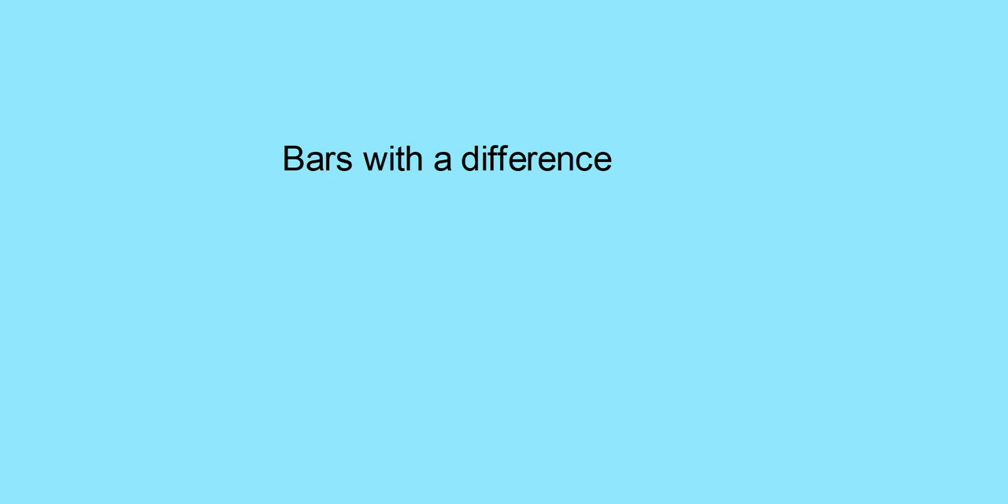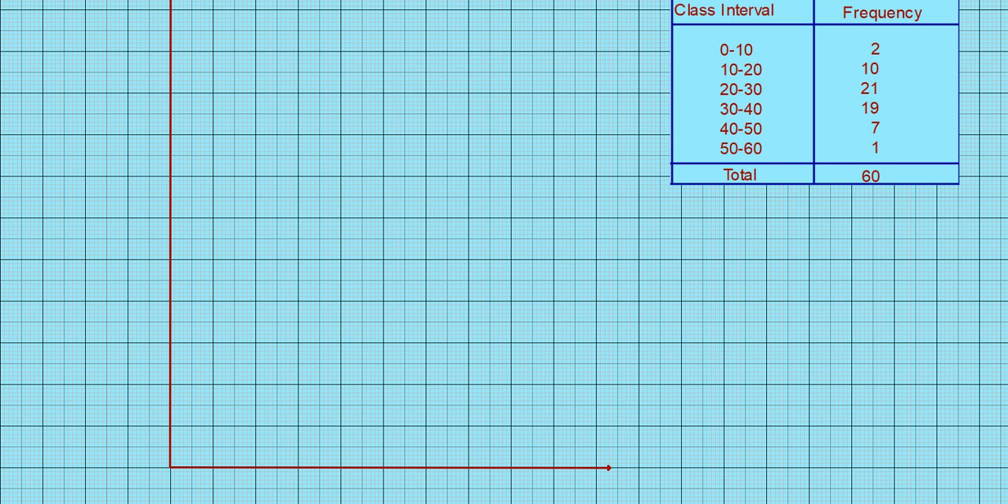Yes, we are going to use bars with a difference. First we have to draw a horizontal and a vertical line. Let the horizontal line represent the marks of the students and the vertical line represent the number of students. Here you can see the highest number of students is 21. Between 20 to 30, 21 students got the marks.